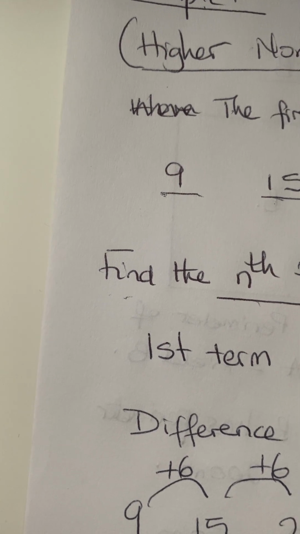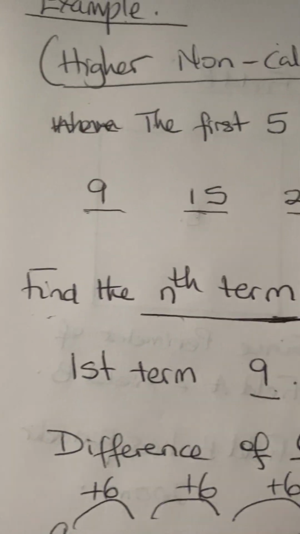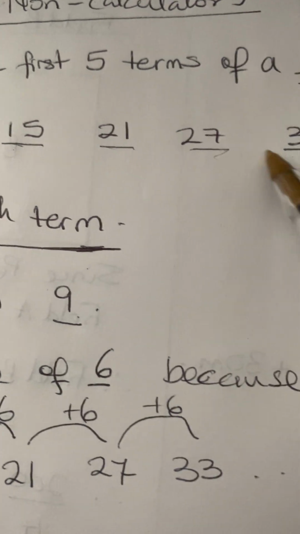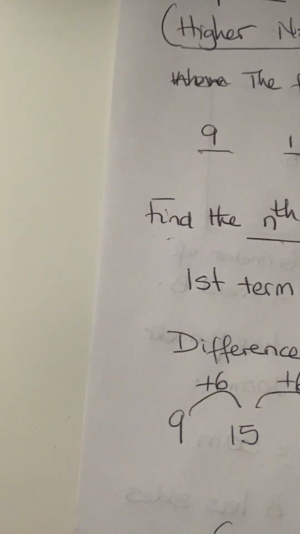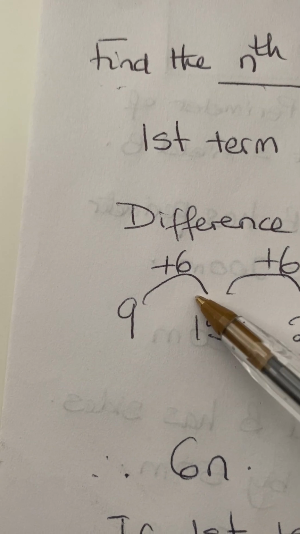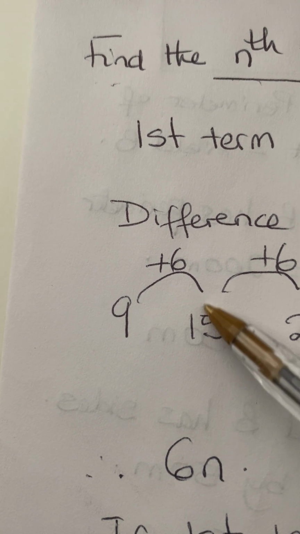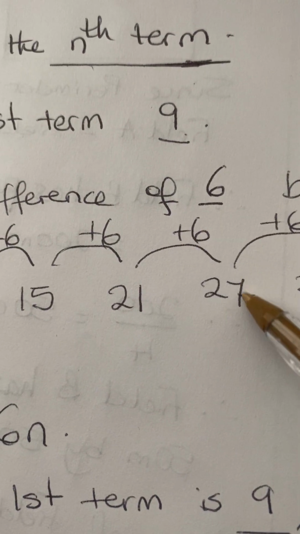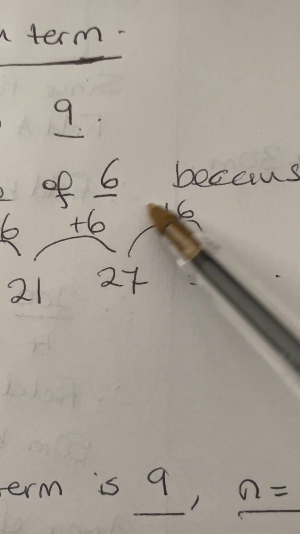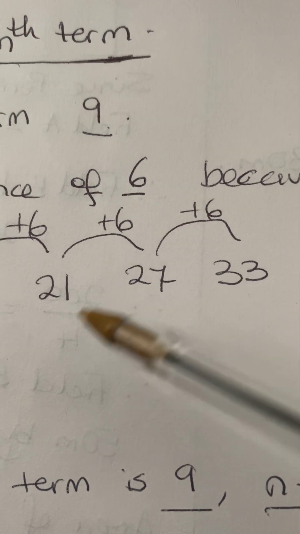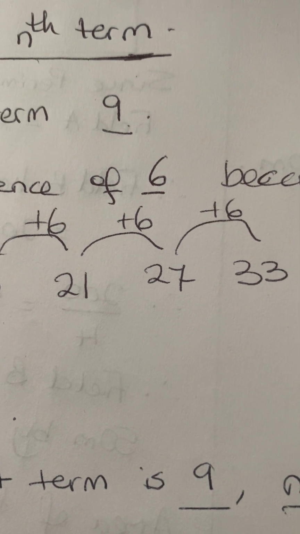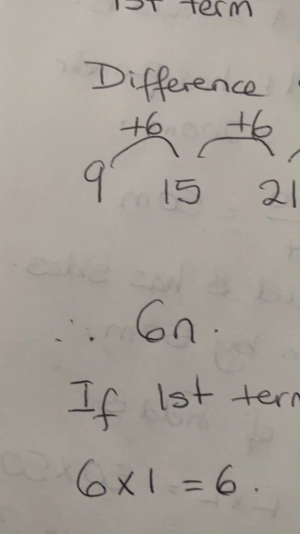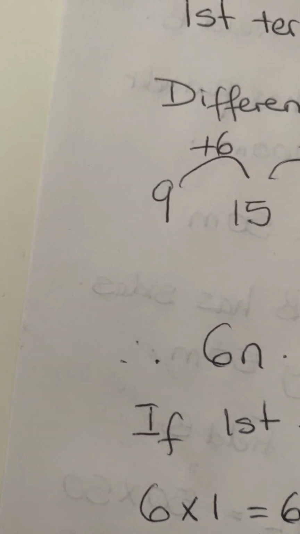How do you find the nth term? First, you need to find the difference between each term, and we can see that 9 add 6 is 15, add 6 is 21, add 6 is 27, add 6 is 33. So the rule here is just add 6, but we can't continue adding 6 because we'll do it forever.